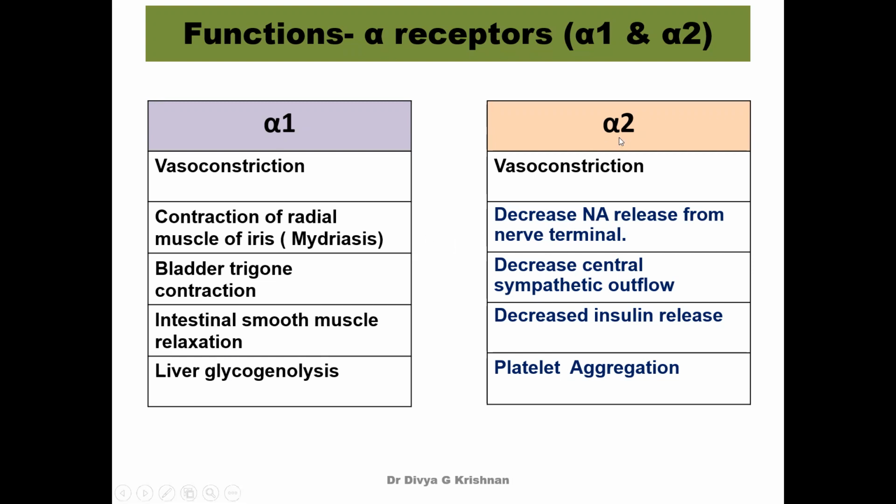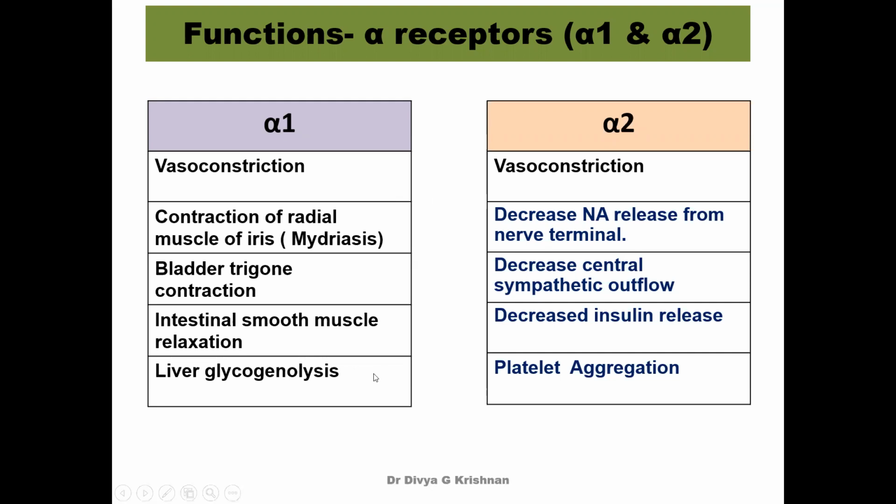On the other hand, alpha-2 receptors are concerned with vasoconstriction, just like alpha-1 receptors. It causes a decreased NA release from the nerve terminal because it's an autoreceptor. It causes decreased central sympathetic outflow. It causes a decreased insulin release, and it also has a minor function on platelet aggregation.